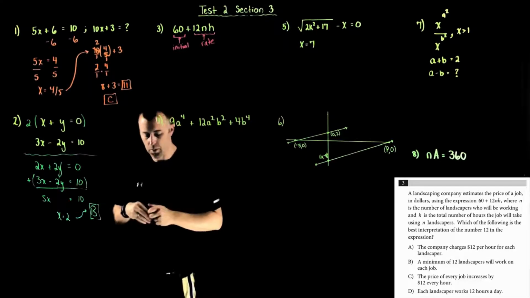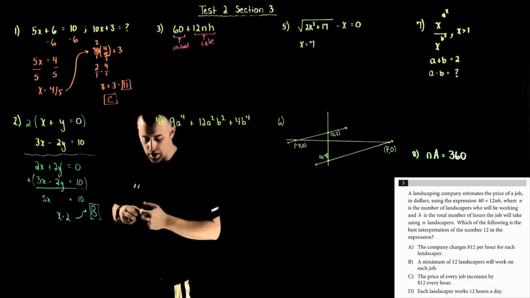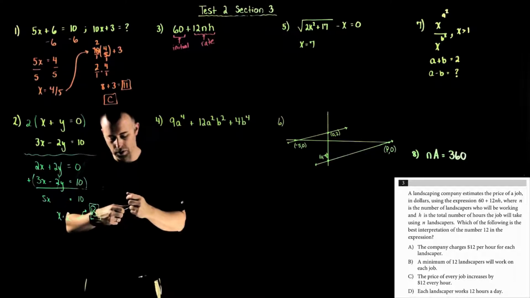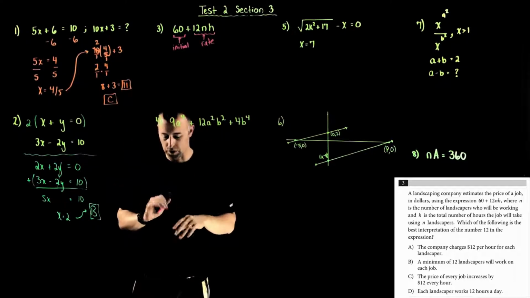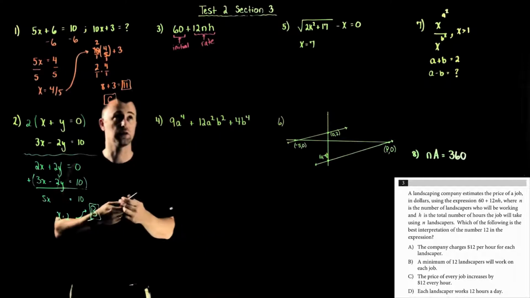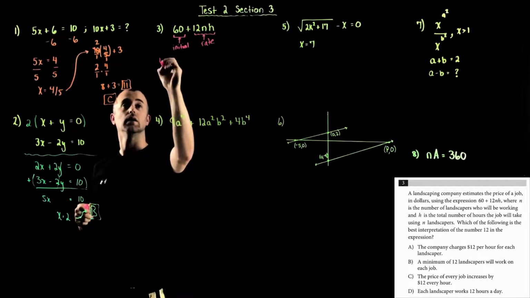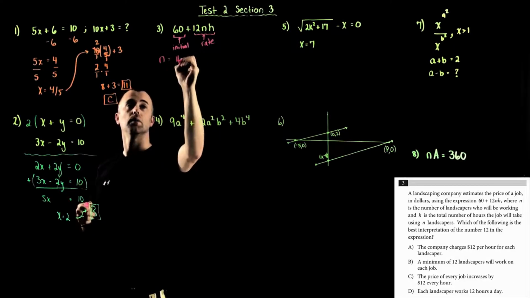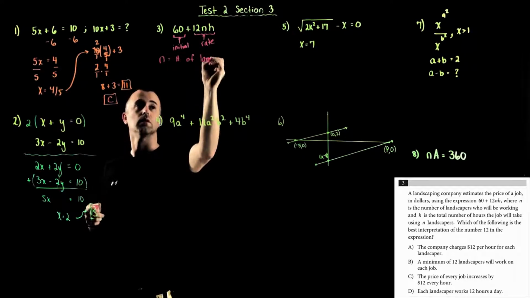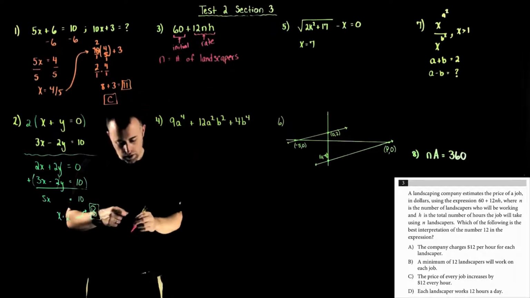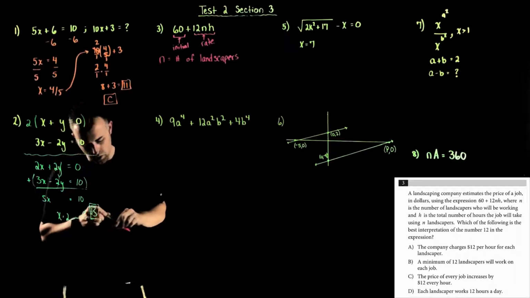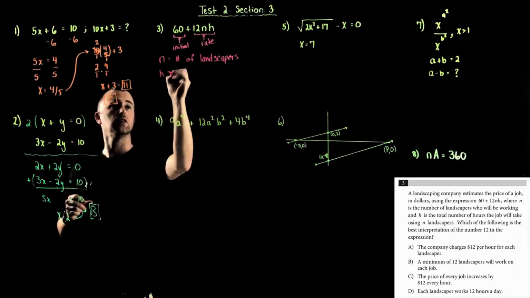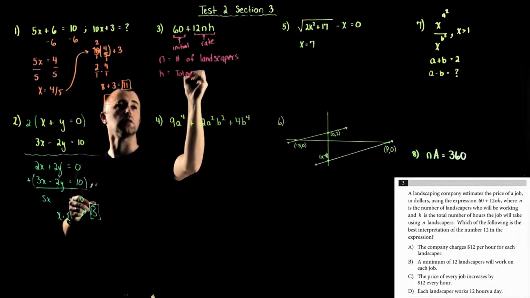So a landscape company estimates the price of a job in dollars using this expression. They're giving you the expression, that's great, but I need to know what these variables are. N is the number of landscapers. So N equals my number of landscapers. And next they say H is the total number of hours a job will take. So H is the total hours.